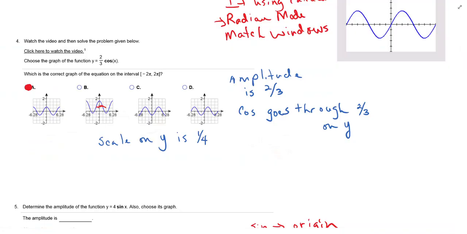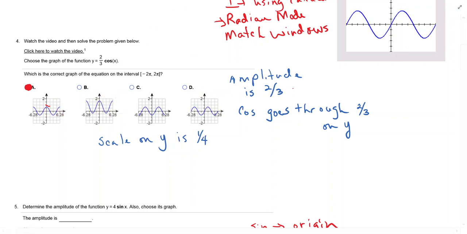Okay, so for number 4, we're graphing 2/3 cosine x. So we know the amplitude is 2/3, and we know cosine is not going to go through 0, 0. It's going to go through 2/3 on the y-axis. So if we look over here, we first notice that the scale is from 0 to 2, and it's got hash marks. So it looks like right here would be 1.